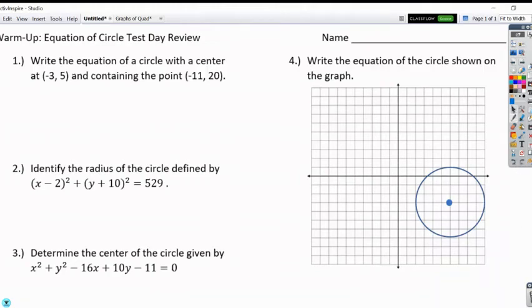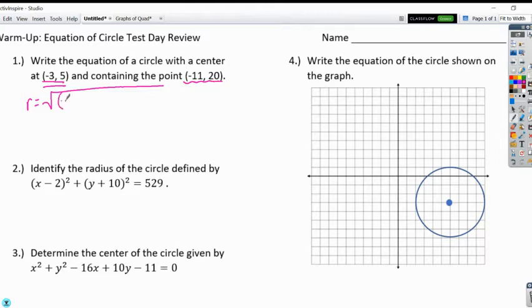Hello. Let's go ahead and review some items about equations of a circle and make sure that we are nice and prepared for our test on this information. So number one, we're going to write the equation of a circle where I know the center at negative 3, 5, and my circle contains the point at negative 11, comma 20. For this, I do know the center, but I'm going to need to know the radius, so we'll use the distance formula in order to find that.